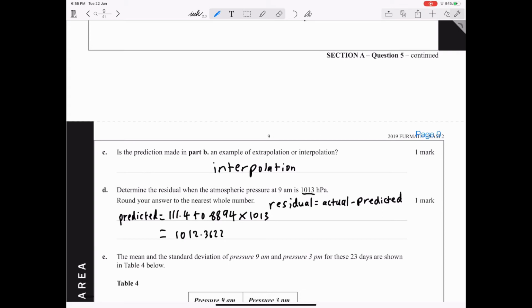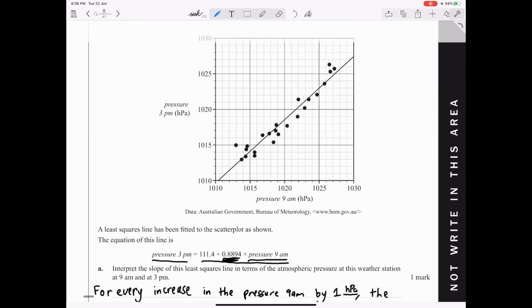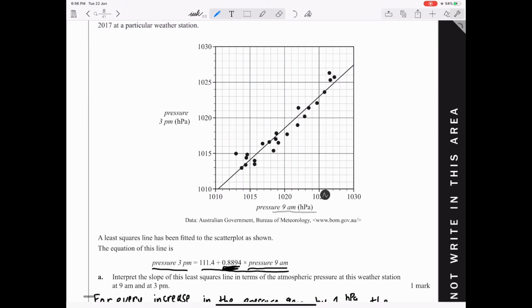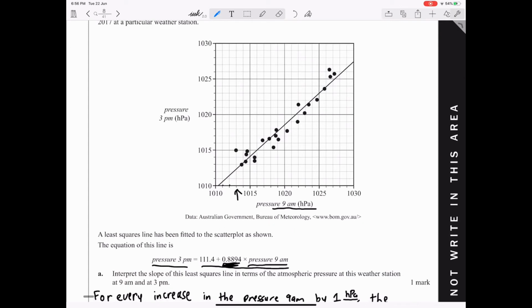And to determine the actual value, we need to look at the scatter plot. So we are determining the residual when the atmospheric pressure at 9 a.m. is 1013 hectopascals. So you go up here, pressure at 9 a.m. in hectopascals. You look for 1013 on the x-axis. 1013 is over here. 1011, 1012, 1013. So that's where 1013 is.